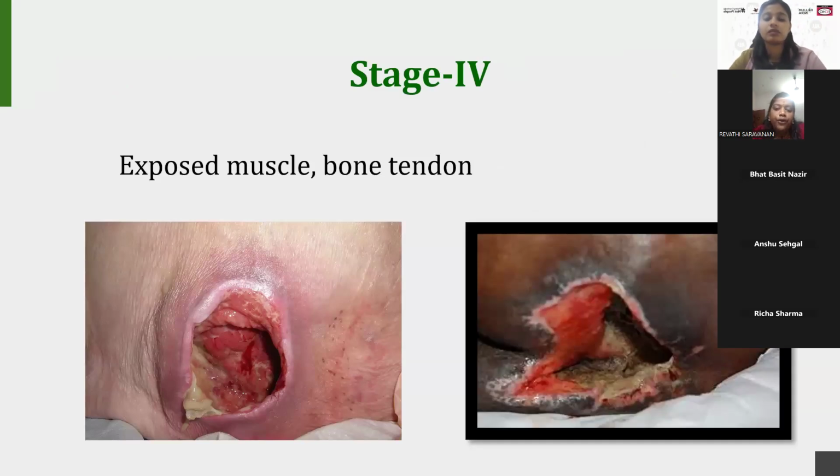Okay, in stage 4, you can see the muscles, bone, and tendon, and gangrene formation. You can see the bone and tendon directly. Before giving treatment or care, you have to know how to differentiate the pressure ulcer. Only then can we give proper treatment and proper care to the patient. Next slide, please.